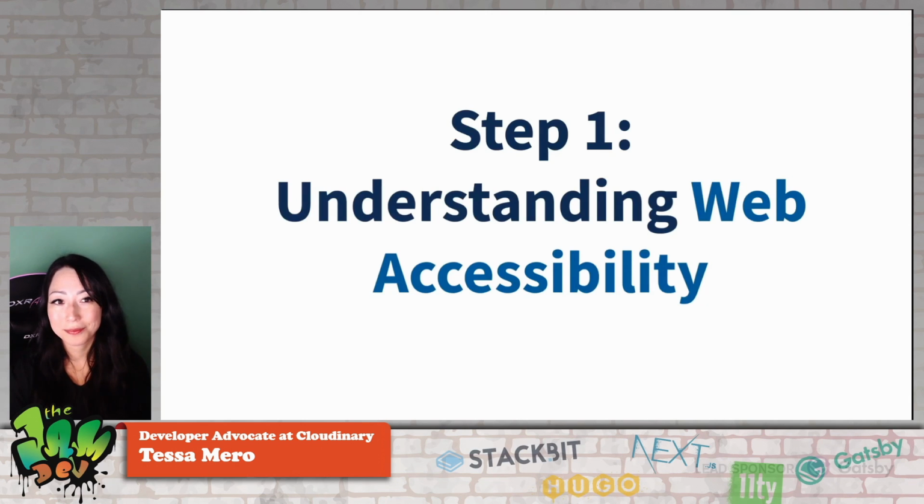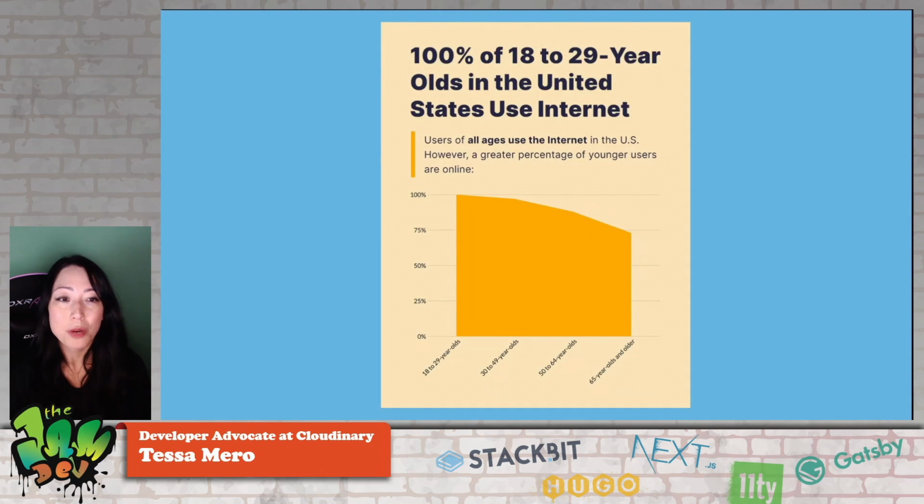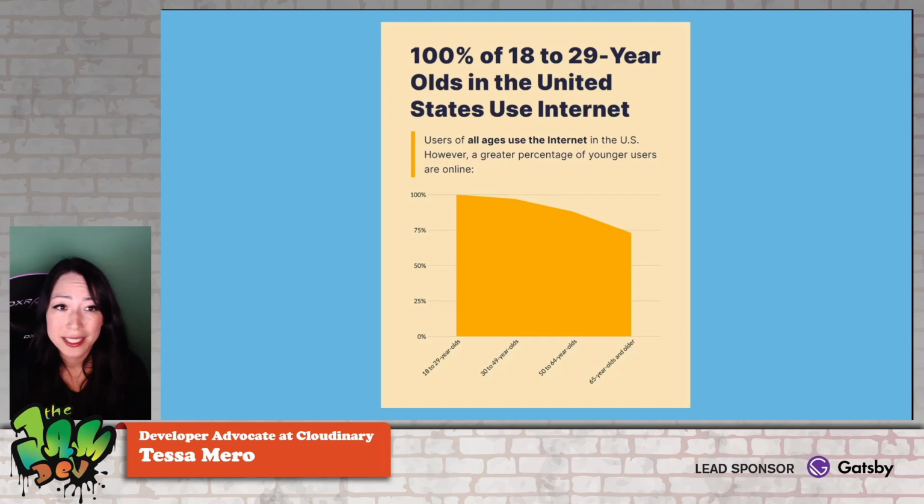Step 1. Before we get into media accessibility, we first need to understand web accessibility. If 100% of 18 to 29-year-olds in the US use the internet, and the average is greatly increasing in most countries, accessibility needs to be the #1 priority in your web app.